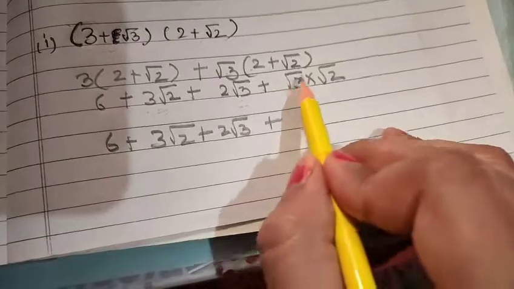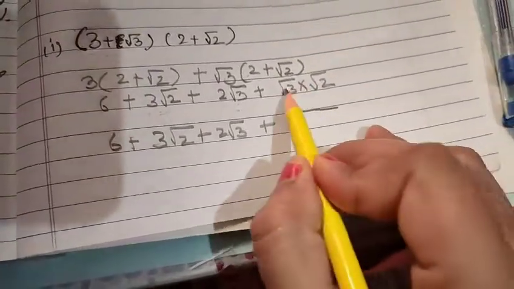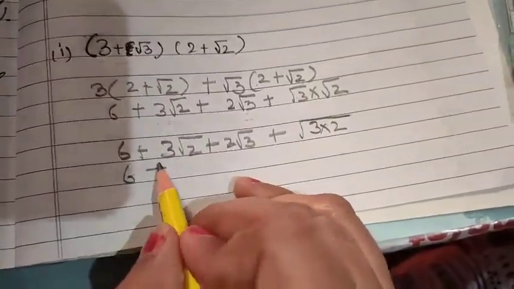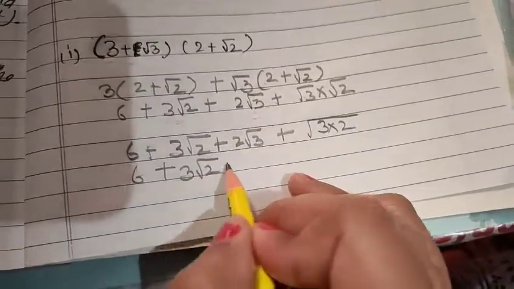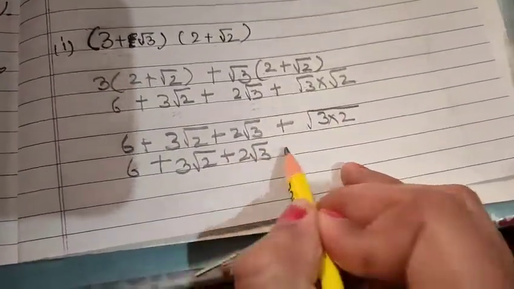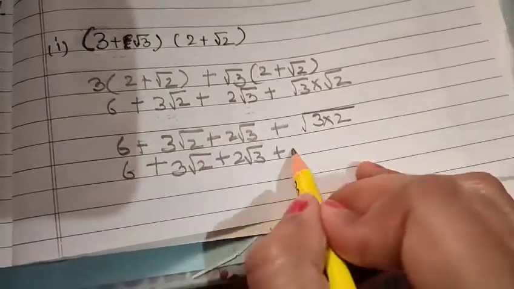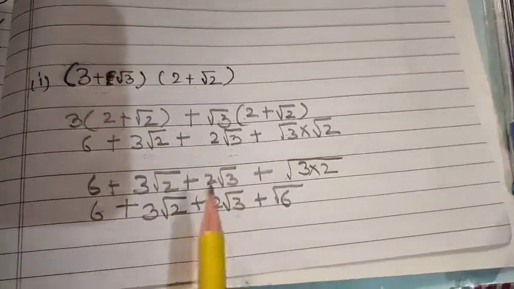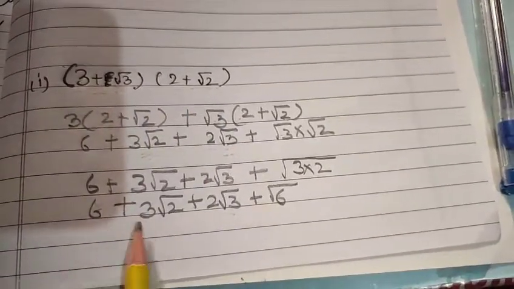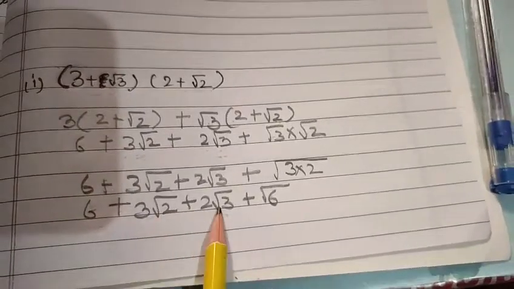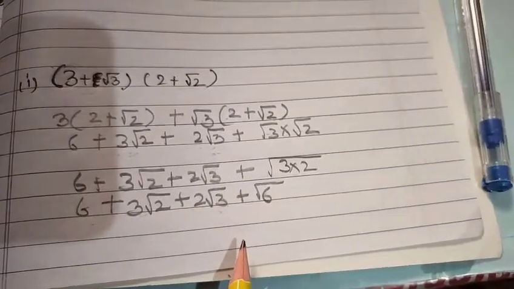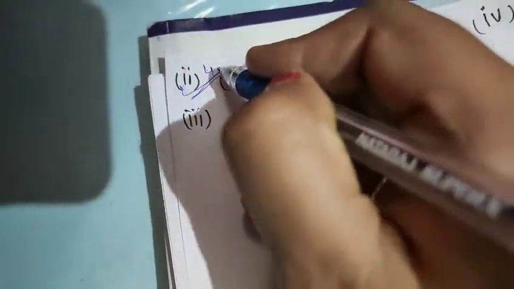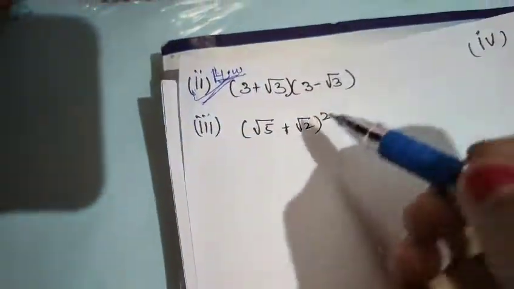Now look, these are the two irrationals but they are multipliers, so we can write them under the same square root. 3 multiply 2 will be 6 plus 3 root 2 plus 2 root 3 plus root 6. So this is what we will get after solving this expression: 6 plus 3 root 2 plus 2 root 3 plus root 6. Now look, you have done your first part and it is the same as your first part, so this will be your homework. You have to try yourself.